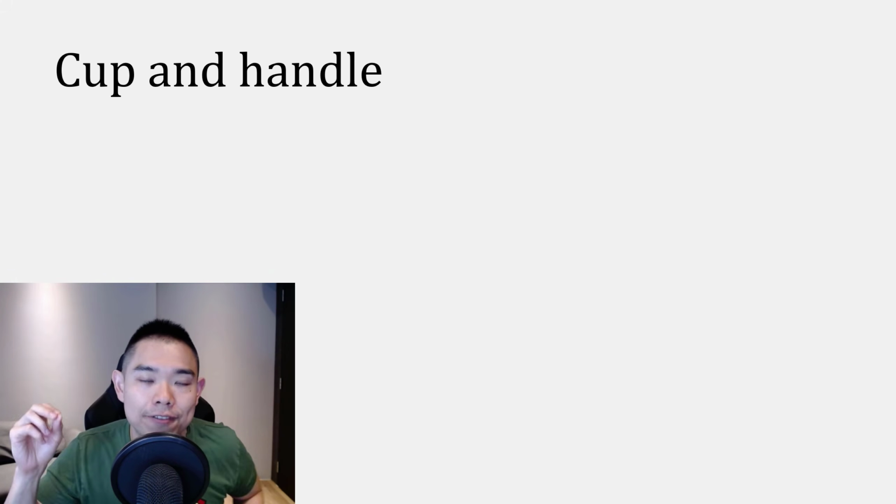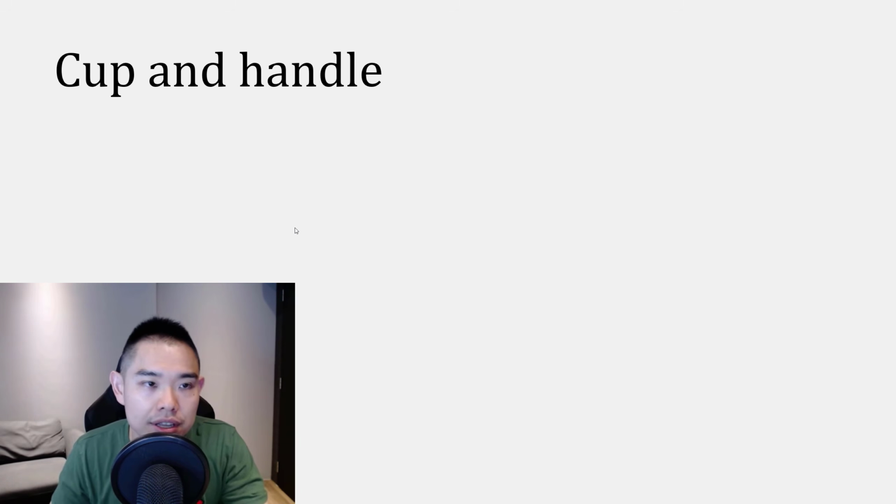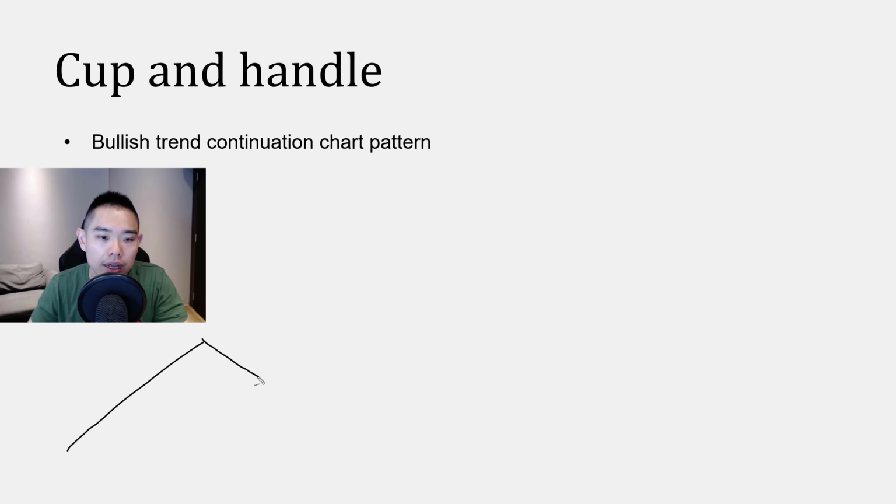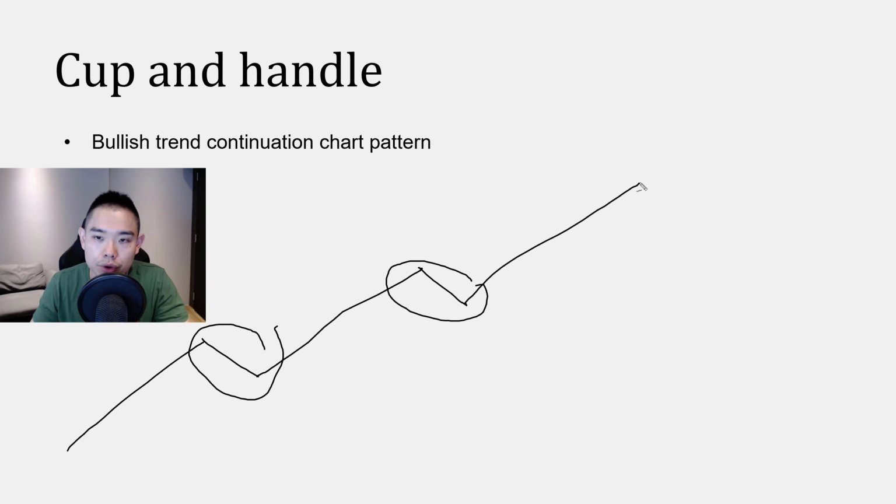Okay, next up we have the cup and handle pattern. This is our bullish trend continuation chart pattern. This is the first one on the list, and this is how the pattern looks. The market is in an uptrend, it goes up higher, makes a pullback, goes up higher, makes a pullback, goes up higher. And this time around, when you see a cup and handle pattern form, you'll notice that the pullback is much longer in terms of duration compared to the earlier pullback. So it makes a pullback and then starts to consolidate slightly over here.